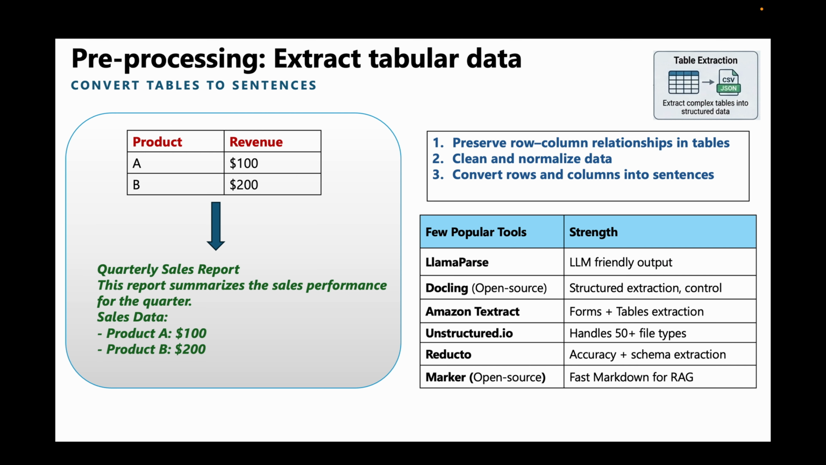before embedding. There are many hosted and open source solutions for document parsing and table extraction, such as LlamaParse, Docling, Marker, Amazon Textract, Unstructured IO, etc. This is not a comprehensive list, just a few options to get you started. Different tools offer different capabilities.